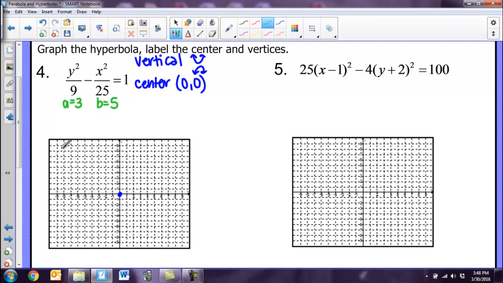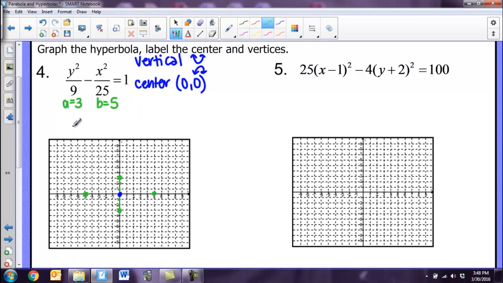And I'm still going to use it in order to plot in that particular direction. You just have to be careful here. So I know I need to go out 3 in the y direction. So 1, 2, 3 from that center. And then I'm also going to go the negative direction. Then I'm going to do the same thing with my b value. So I'm going to go out 5. 1, 2, 3, 4, 5.